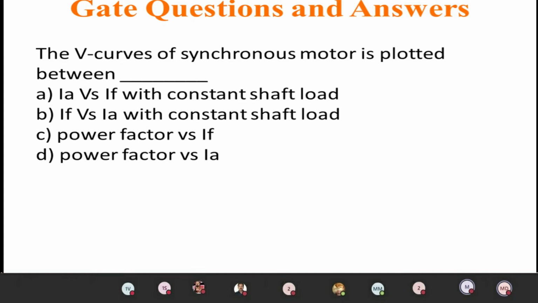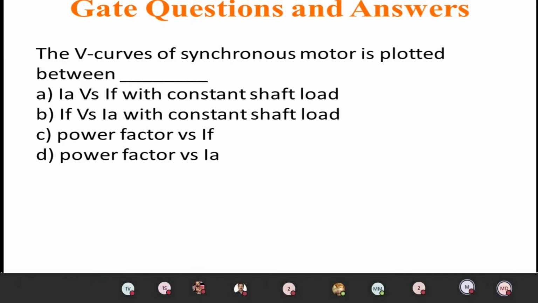So you draw the y-axis as armature current and the x-axis as field current. The power P is equal to VI cos phi. Let me take V as constant and shaft load as constant, so power is constant. The varying thing is the power factor, and based on that the armature current changes.